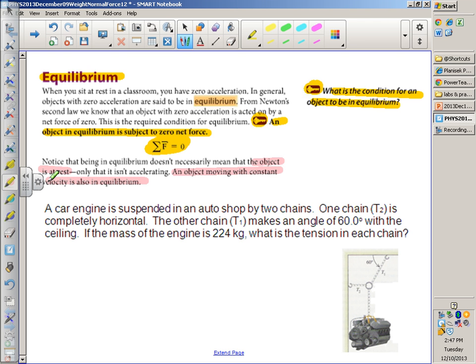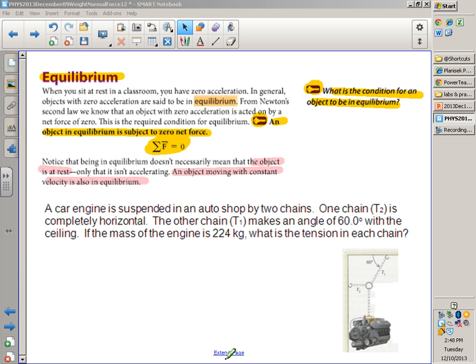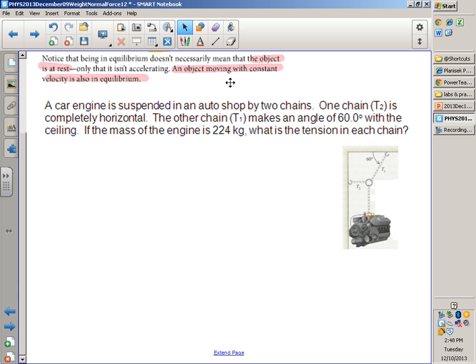All right. There aren't as many problems in your book that I like for equilibrium, so I got a couple of my own. There's one right underneath this section of equilibrium that talks about this engine that is being suspended in a garage. So it says a car engine is suspended in an auto shop by two chains.